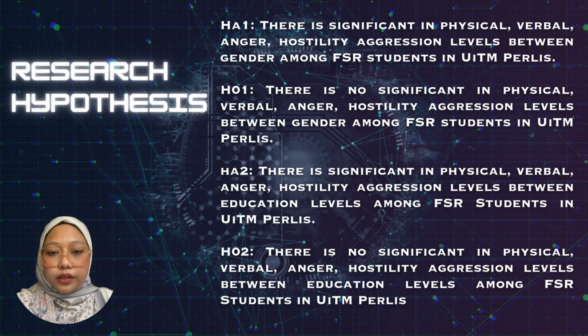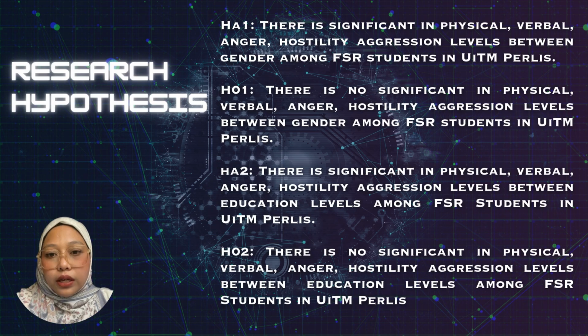This is our research hypothesis. We have two alternative hypotheses and two null hypotheses. Alternative hypothesis 1 is there is significance in physical, verbal, anger, hostility, aggression level between gender among FSR students in UiTM Perlis. Alternative hypothesis 2 is there is significance in physical, verbal, anger, hostility, aggression levels between education level among FSR students in UiTM Perlis.